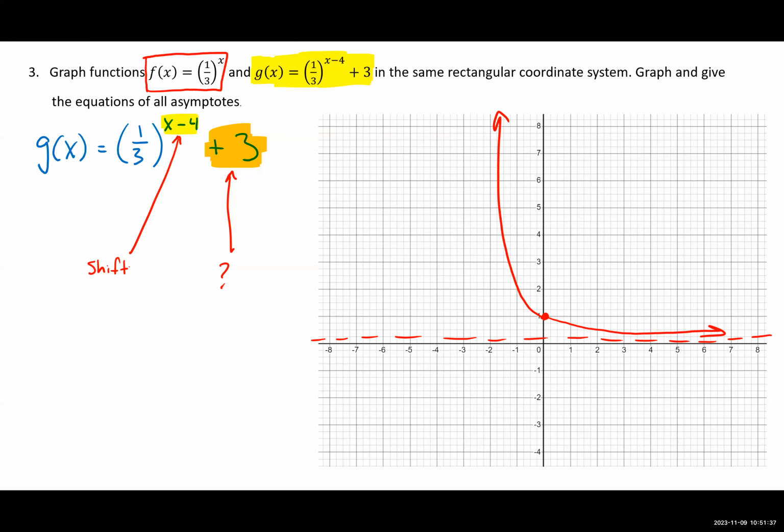We always do the opposite sign for horizontal. So shift the entire graph to the right 4 units. And then the plus 3 on the outside of that exponential expression is going to be in the vertical direction. So shift up three units. So we could take the same approach as before. You could take this point right here and move that point, and the rest of the graph will follow.